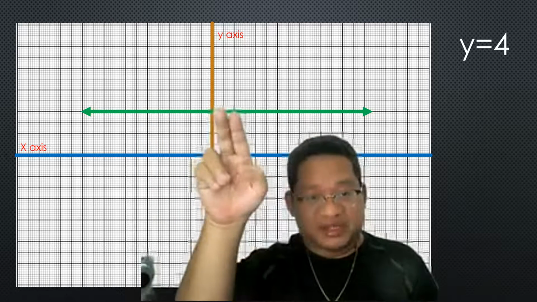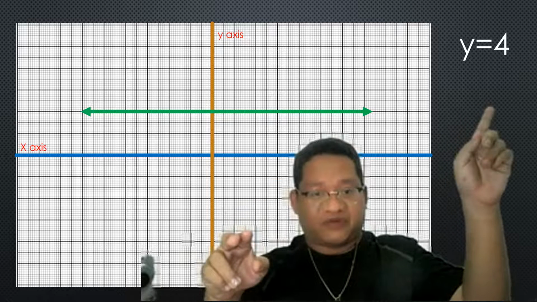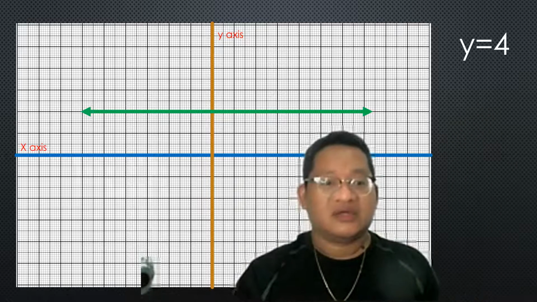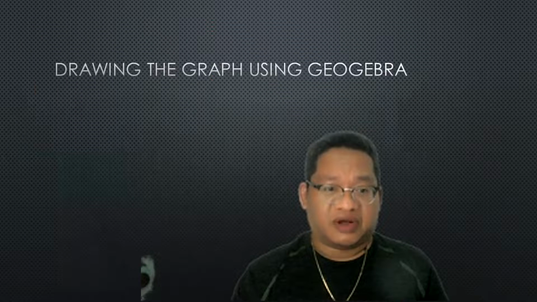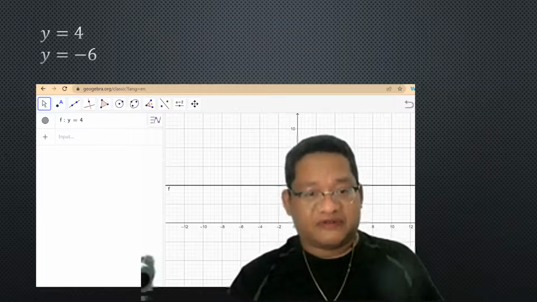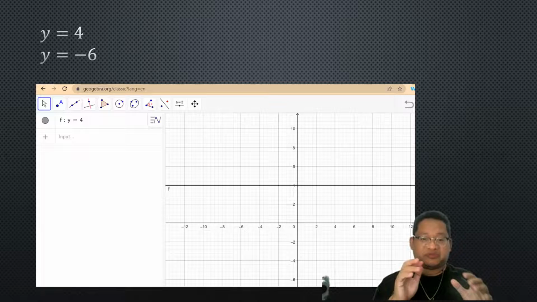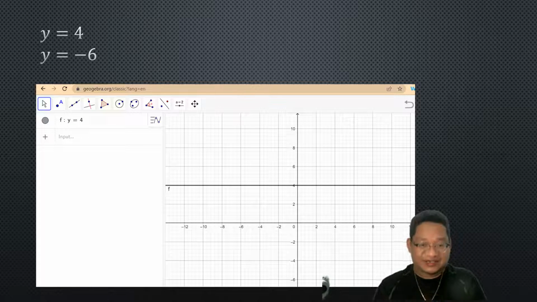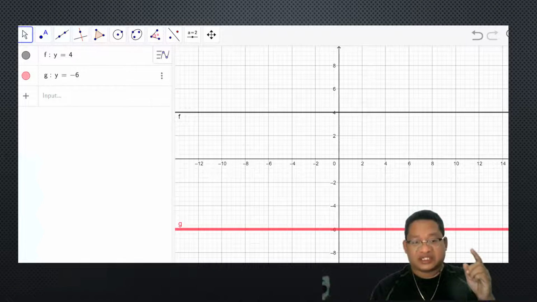So this green one is the graph of y is equal to 4. By the way, this is the graph using GeoGebra. All right, and this time I'm going to show you how to draw the graph of y is equal to -6. Just type GeoGebra Classic in Google.com. So the red one is the graph of y is equal to -6.